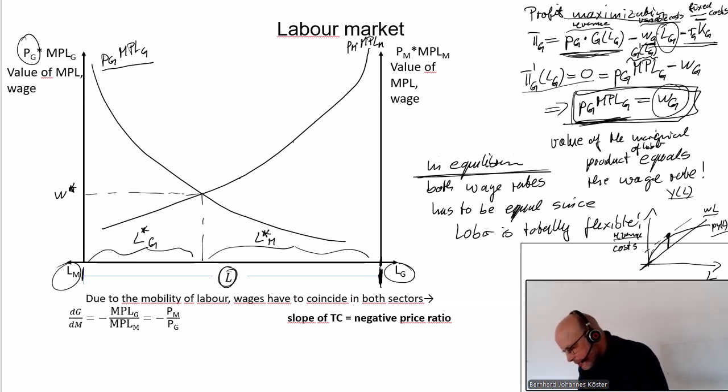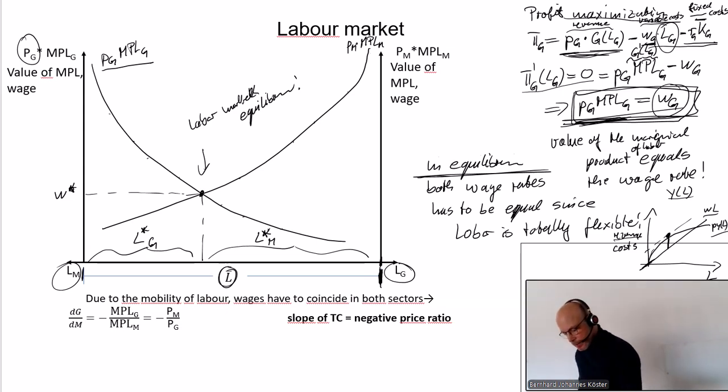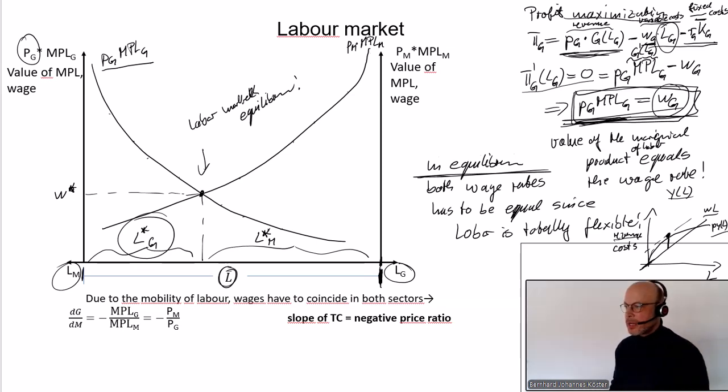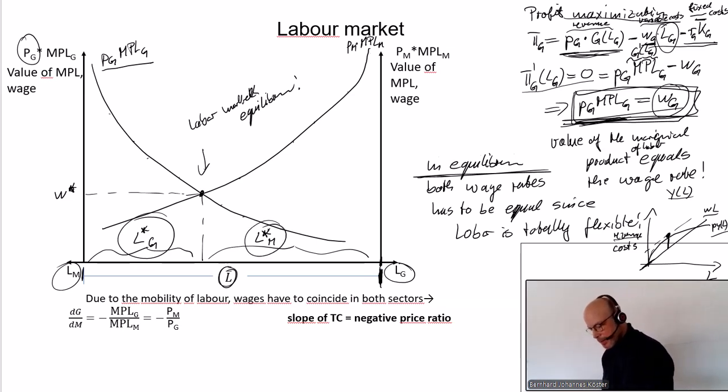Every point on these demand functions represents also, due to the optimum condition, the wage rate in our sectors. So this means where do we have in both sectors the same optimal wage rate? Just at the intersection of these two functions. And this is then the labor market equilibrium. And this means then this is the amount of people working in the agricultural sector, and this is the amount working in the industrial sector, and this is of course equal to L bar minus LG star.